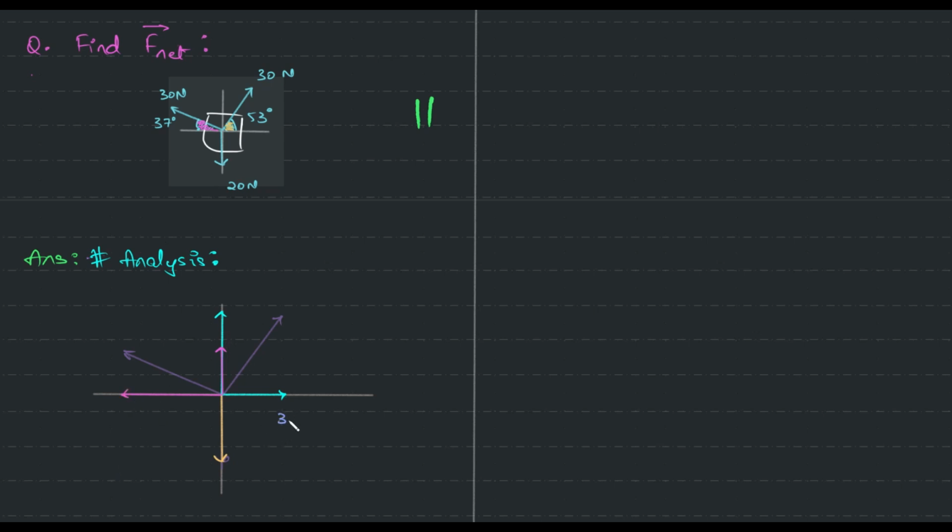So this is basically 30, and this is an adjacent side, so this will be cos of 53 degrees. This will be 30, opposite side, so this will be sine of 53 degrees. The pink one would be 30 cos of 37 degrees, and this is 30 sine of 37 degrees. Right? And yeah, we have 20 Newton as well. So now the working.